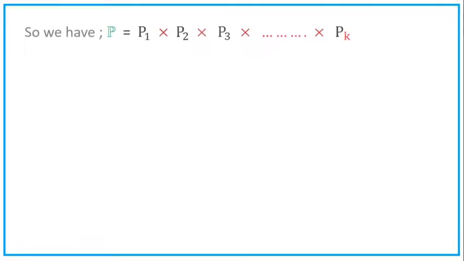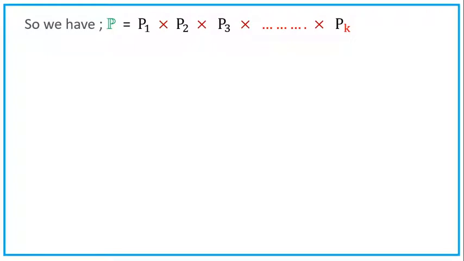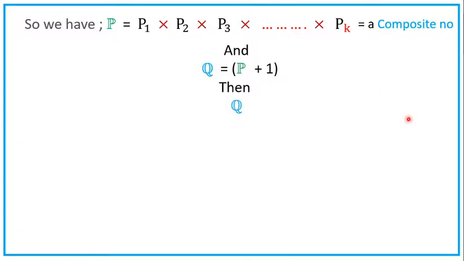Okay, so we have p is equal to p1 into p2 into p3 into etc. into pk, and the product is clearly a composite number, and we have the next consecutive natural number q, which is equal to p plus 1. Okay, we are trying to understand q. So there are two cases, case 1 and case 2.